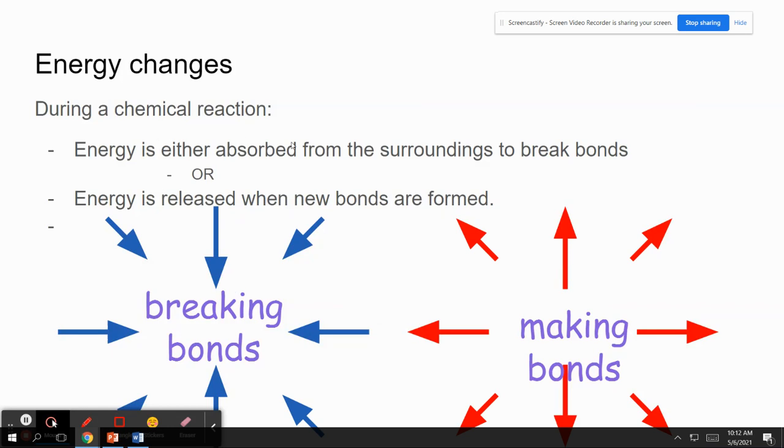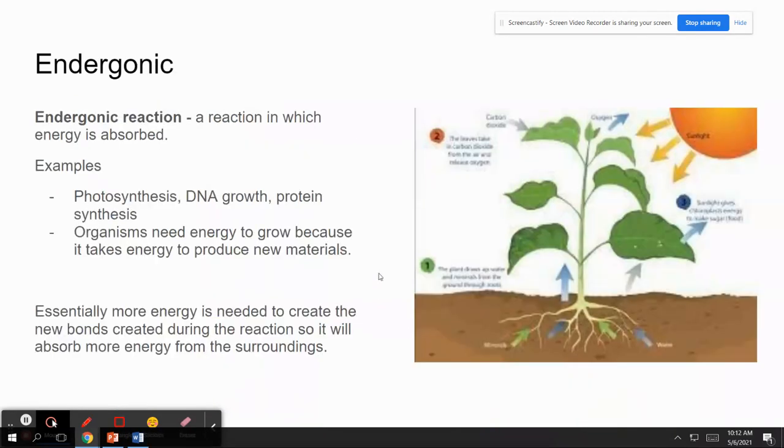During a chemical reaction, energy is either absorbed from its surroundings because it needs more energy to form the new bonds, so it will absorb energy from the surroundings to break the bonds and to form the new ones, or less energy is needed to form the new bonds, and so energy will get released into the surrounding environment. All right, and so we're going to look at these two energy transformations that take place.